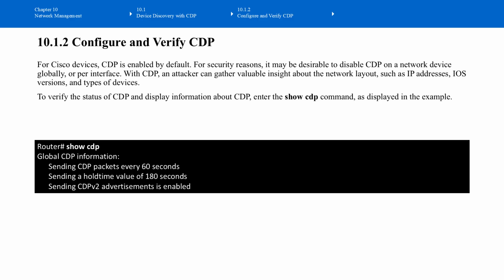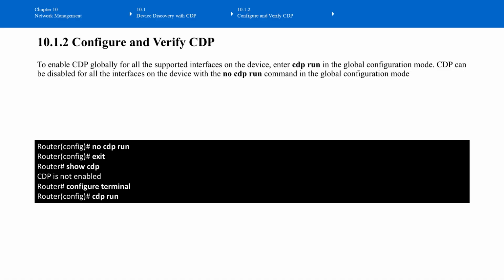To verify the status of CDP and display information about CDP, enter the show cdp command, as shown here. After entering the command, you see global CDP information, such as sending CDP packets every 60 seconds, sending a hold time value of 180 seconds, and sending CDP version 2 advertisements is enabled.